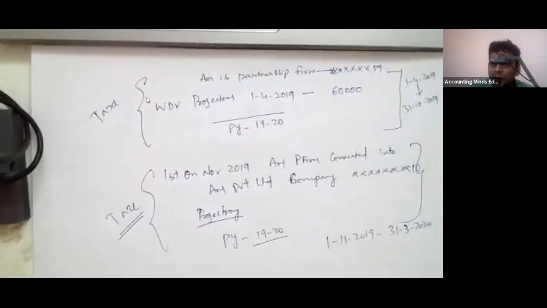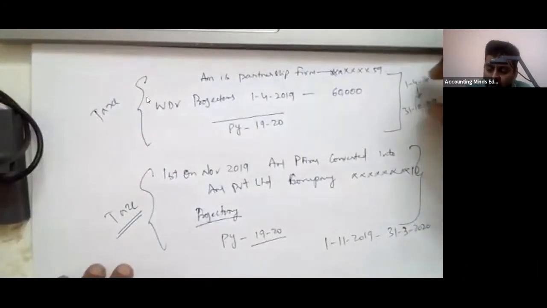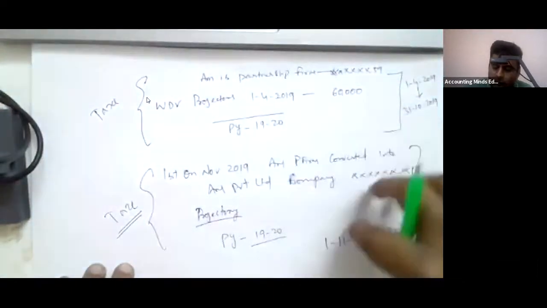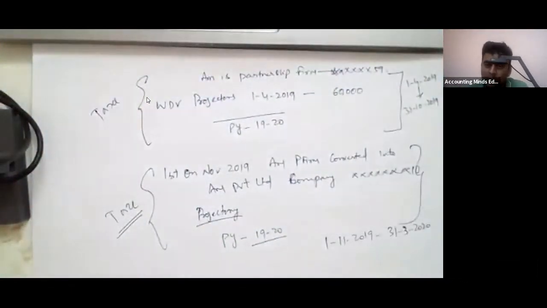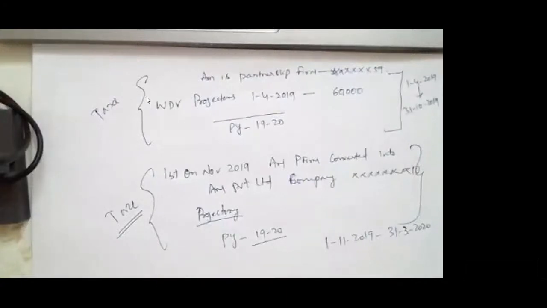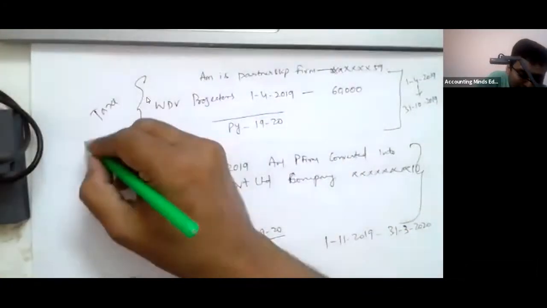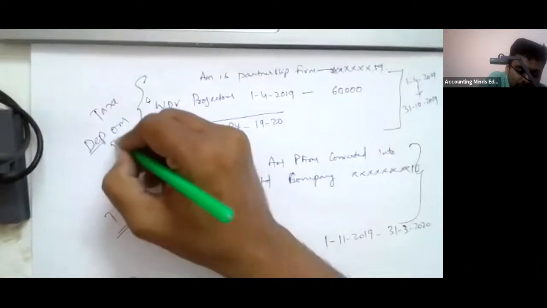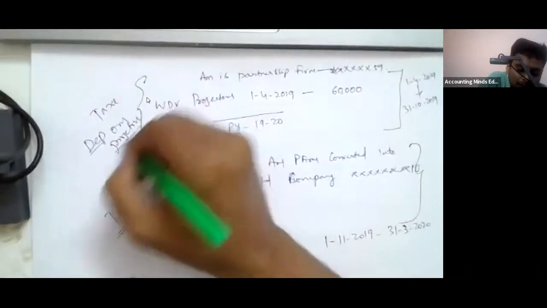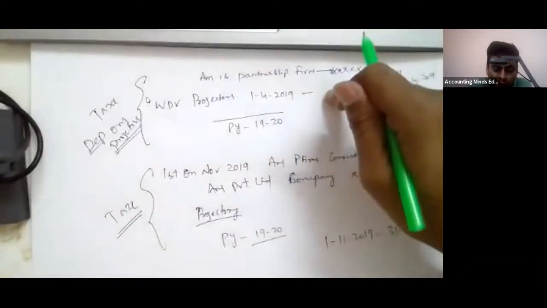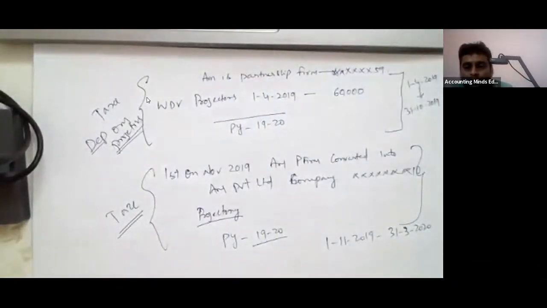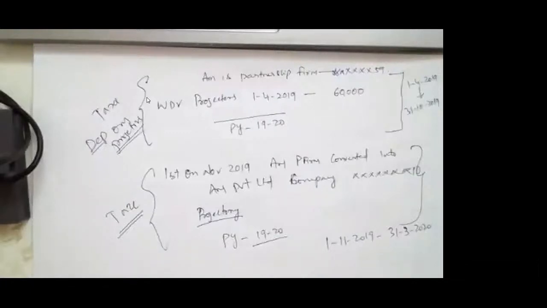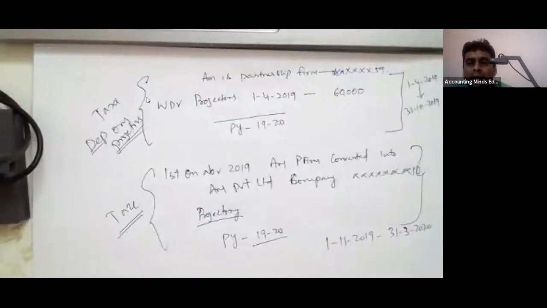Now, the problem is, we know the fees collected in this period is income of the firm. The fees collected after this period is income of the private limited company. But what about the depreciation on projectors? The problem is the depreciation, who will claim? Whether this firm will claim or this company will claim? Both, sir. How? Split with the days of use, sir. Right. We split it based on the number of days of use.